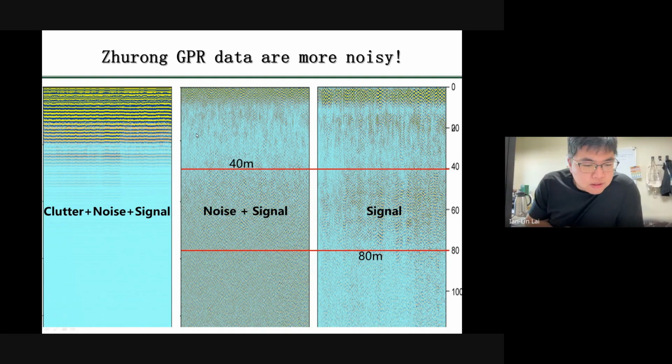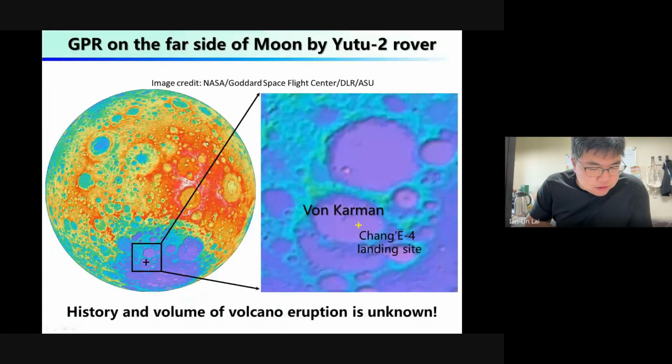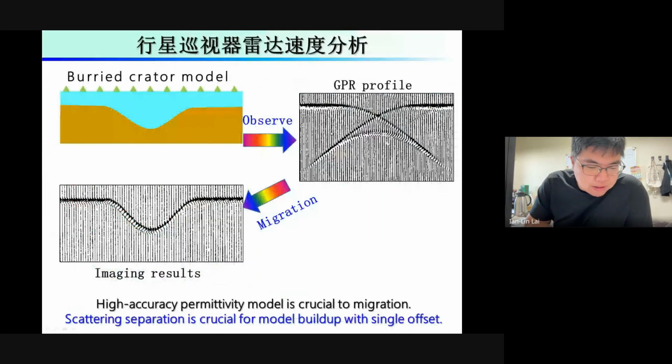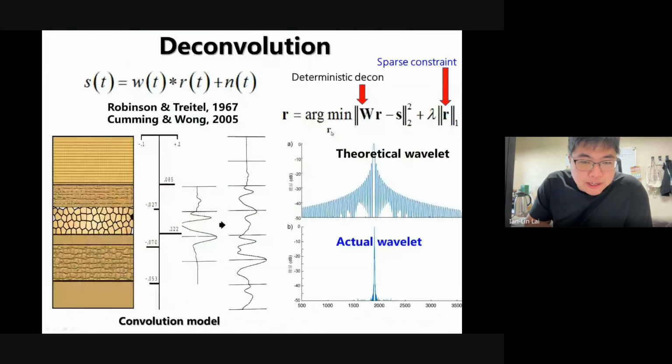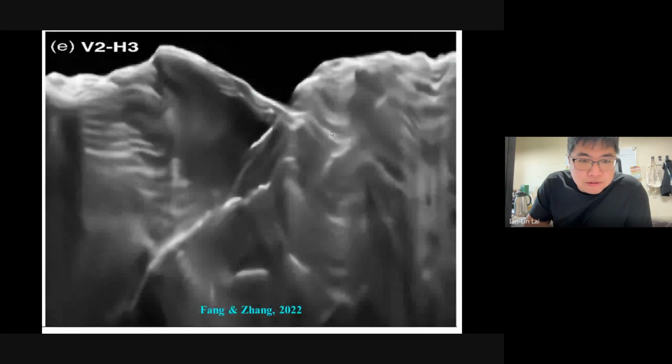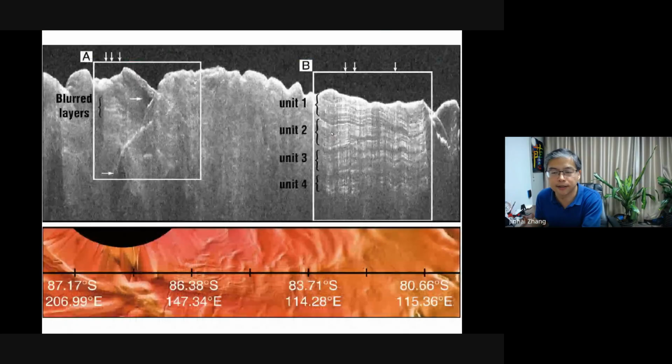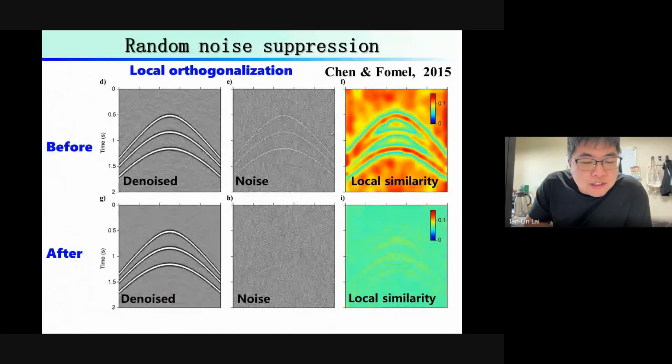Thank you. Yeah, so I have another question. What is the benefit of the rover GPR compared to the orbital GPR? Can we get a higher accuracy?